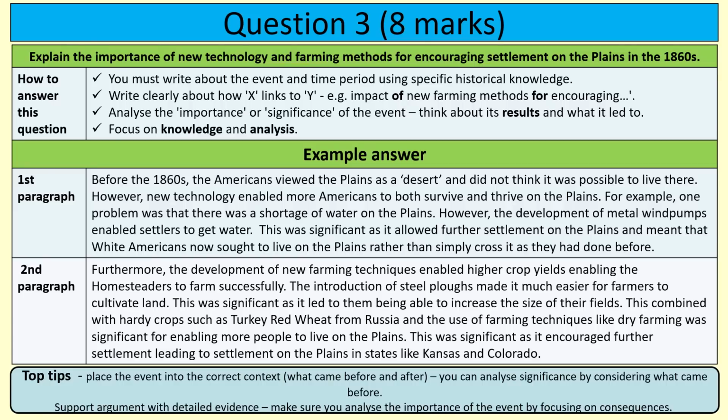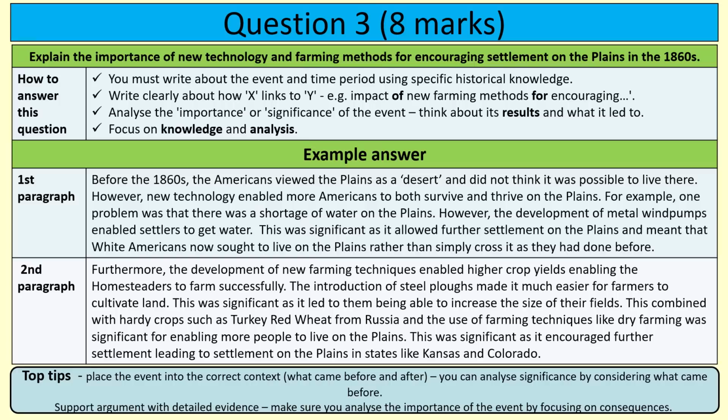Okay, next example, explain the importance of new technology and farming methods for encouraging settlement on the plains in the 1860s. So first paragraph, before the 1860s, the Americans viewed the plains as a desert and did not think it was possible to live there. However, new technology enabled more Americans to both survive and thrive on the plains.